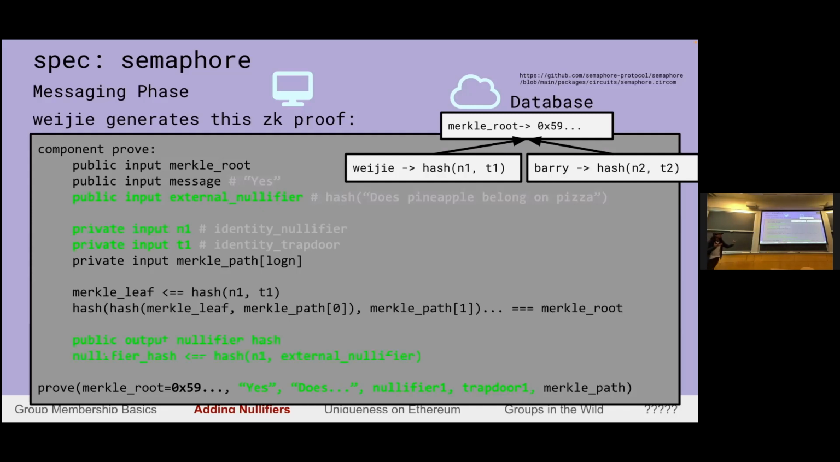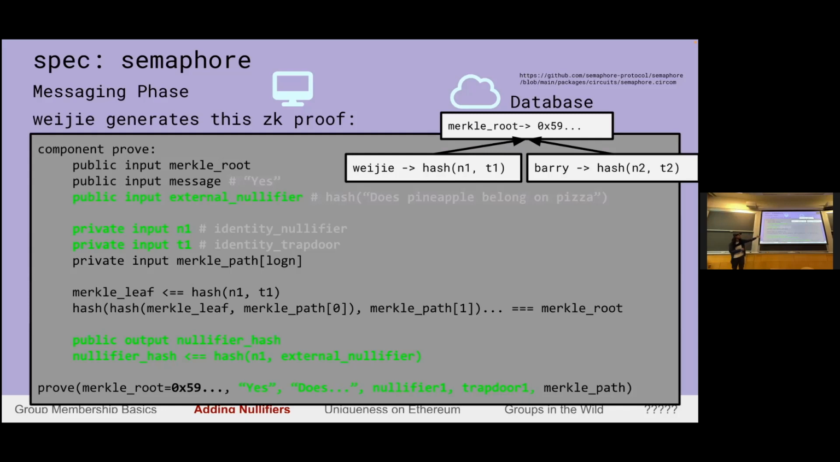Okay, and then what is the thing that the ZK proof is actually going to assert? The ZK proof is going to assert our Merkle path calculation is correct. So the same thing as before, we just calculate the leaf, and we verify the hashes match up to the root. And the second thing we're going to assert is that this nullifier hash is calculated correctly. And it's going to be a public output of this calculation.